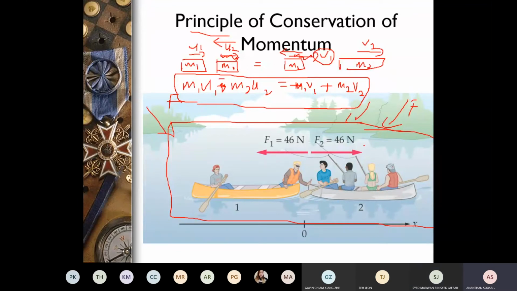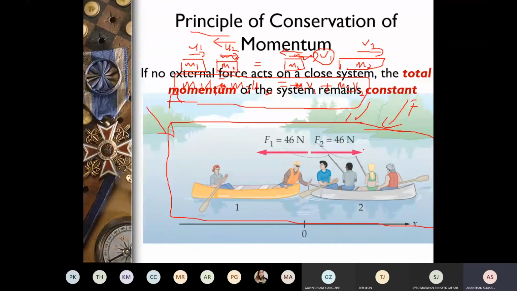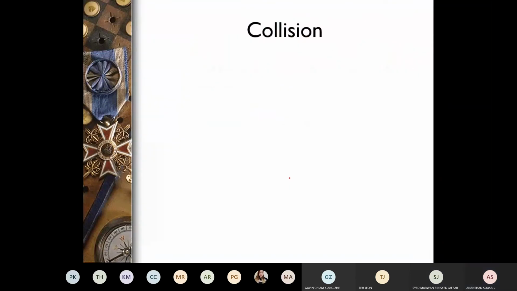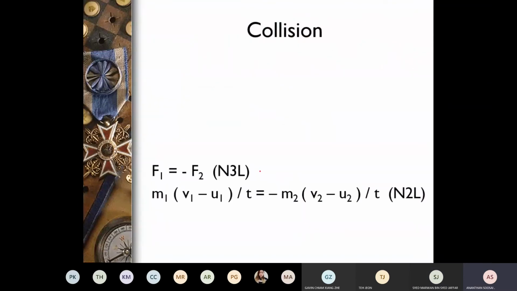The next slide is going to explain how they got this equation. No external force should act. So we derive the equation from Newton's third law. As I said, in the first diagram, F1 must be the same as negative F2, by Newton's third law. F1 is to the right means F2 is to the left, and is negative. Why negative? Because the direction is opposite.